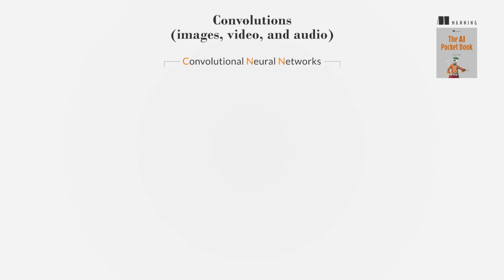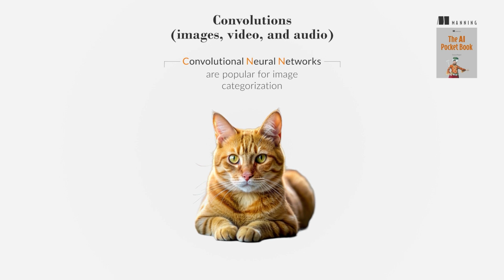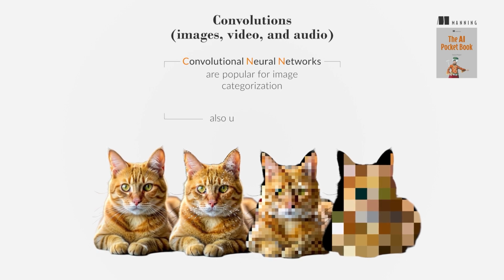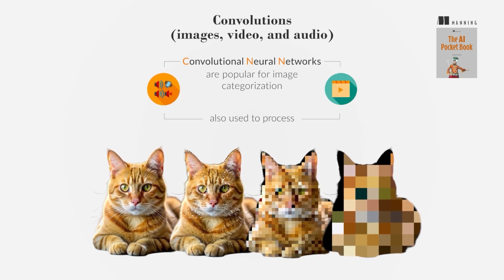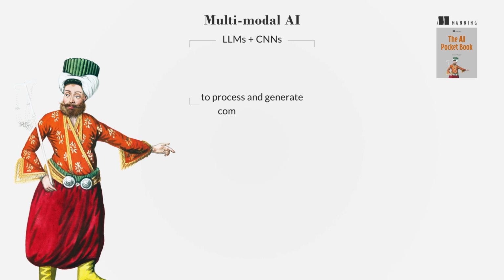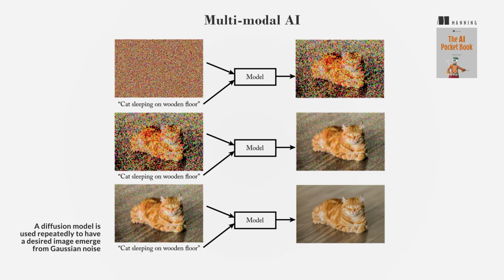Convolutional neural networks, CNNs, are popular for image categorization. They apply filters to images to detect patterns and downsample the images to make them more abstract. CNNs are also used to process audio and video. Multimodal AI models combine LLMs and CNNs to process and generate combinations of text, images, and audio. For example, a text-to-image model might use a CNN to generate an image from a textual description.